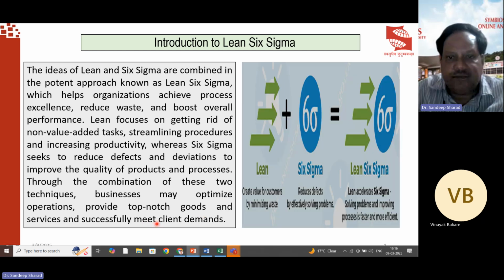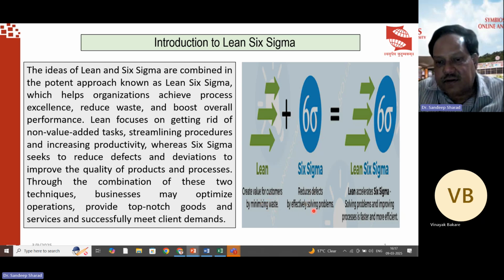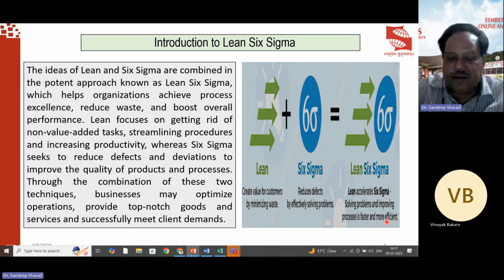You can notice the diagram which is indicating Lean and Six Sigma equal to Lean Six Sigma. So lean means creating value for the customers by minimizing the waste. Six Sigma is reducing the defects by effectively solving the problems. So Lean Six Sigma accelerates solving problems and improving the processes faster and more efficiently.